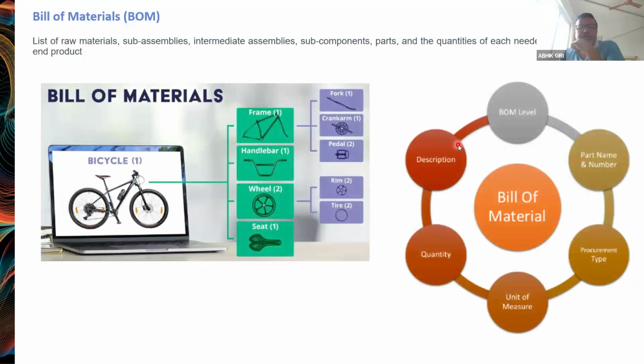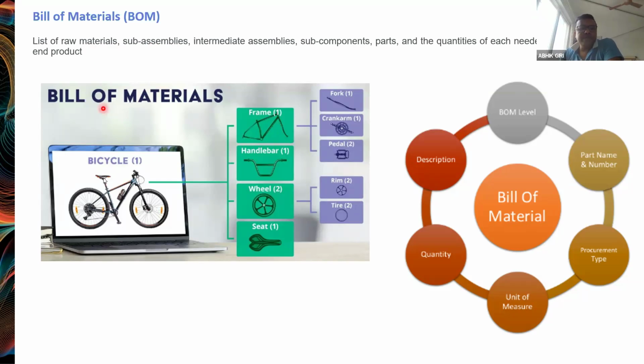Okay, now in one of the previous slides we were discussing discrete manufacturing versus continuous manufacturing. In discrete manufacturing, we have something called a bill of material. A bill of material is a list of raw materials and other components, subcomponents, and parts which are required to manufacture an end product.